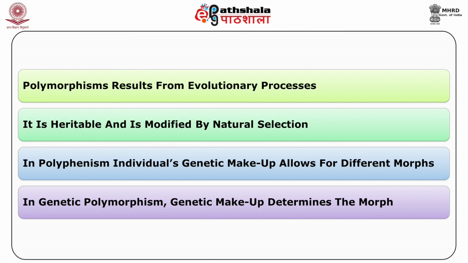According to the theory of evolution, polymorphism results from evolutionary processes, as does any aspect of a species. It is heritable and is modified by natural selection. In polyphenism, an individual's genetic makeup allows for different morphs, and the switch mechanism that determines which morph is shown is environmental. In genetic polymorphism, the genetic makeup determines the morph. Ants exhibit both types in a single population.